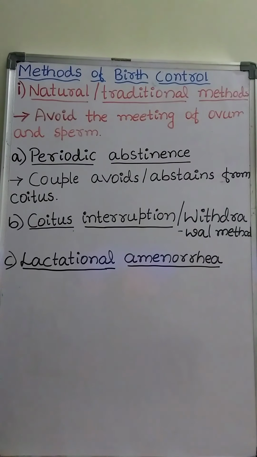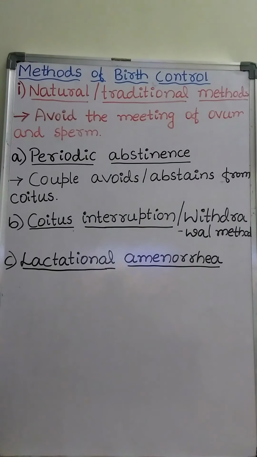Hello students, we were discussing birth control. In the last class, I mentioned the different methods of birth control such as natural or traditional methods, barrier methods, intrauterine devices or IUDs, oral contraceptives, injectables and implants, and surgical methods. These contraceptives are helpful to prevent unwanted pregnancies.